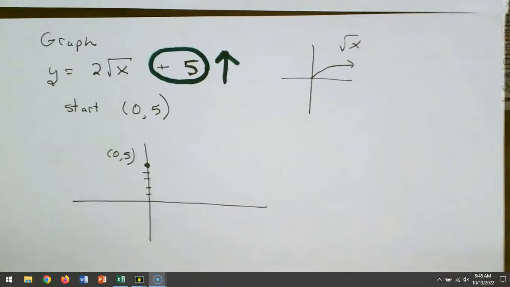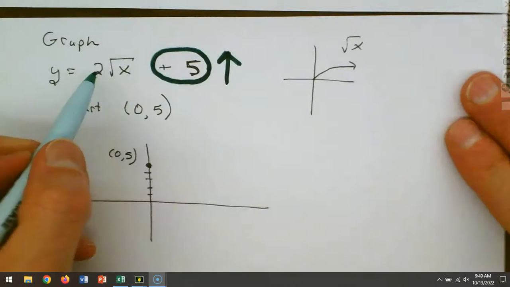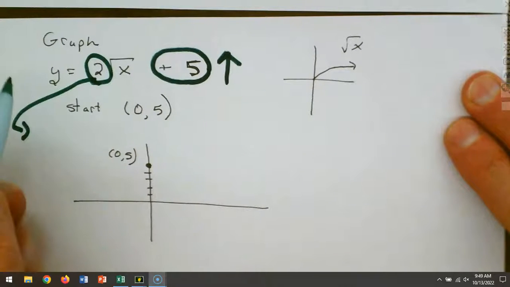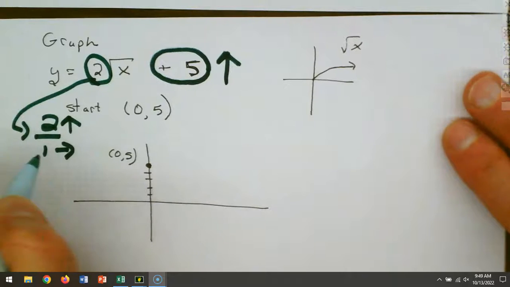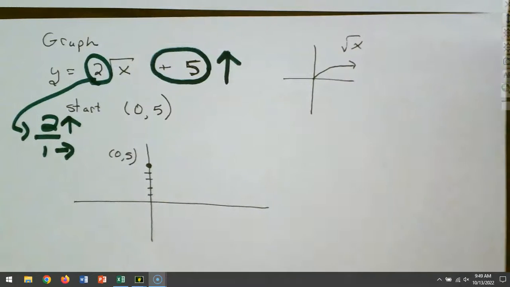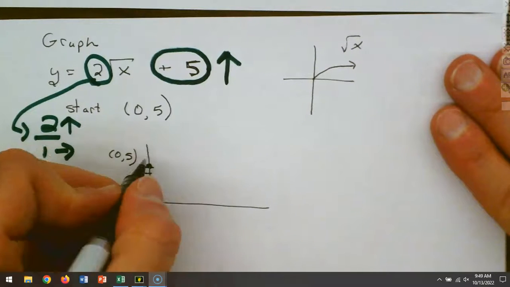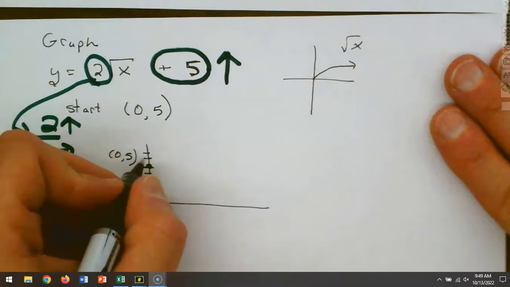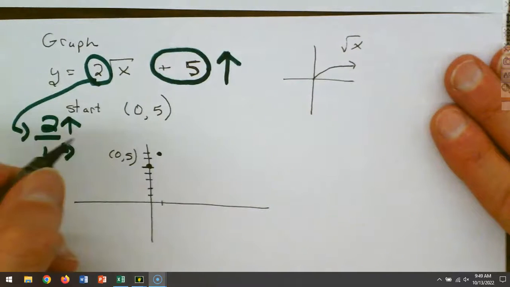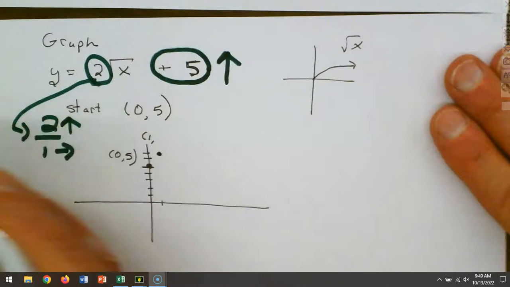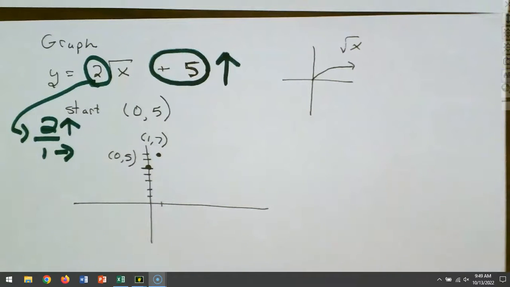Okay? Now, what number's in front of the square root? 2. So that is going to look like this, 2 over 1. So that's going to be up 2 and over 1. So we're going to start here, my y-intercept. We're going to go up 2 units and over 1 unit. So that's going to be right there. So we went up 2 and over 1. So that's going to be at the point 1, 7. Now I connect them together.